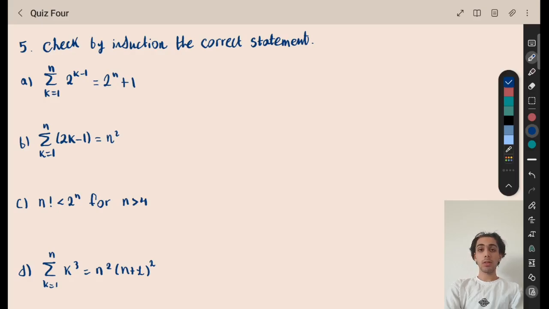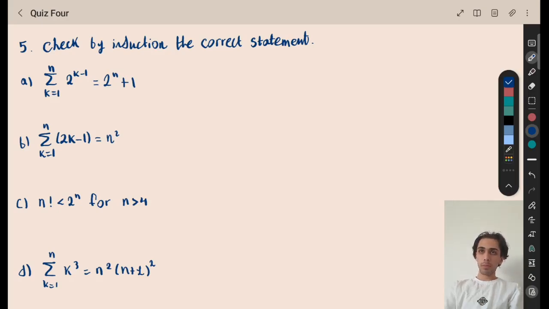First one is the base. So it's an induction base. Is there a basis for this claim? So these are 4 statements we need to check. And this basis starts from the smallest natural number, which is 1 in this case.